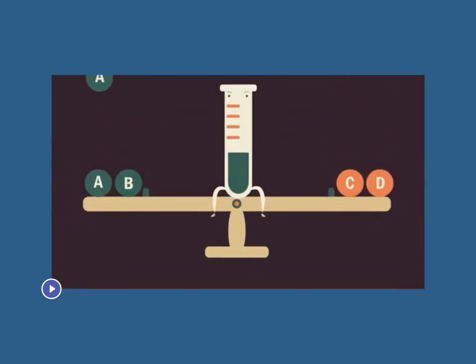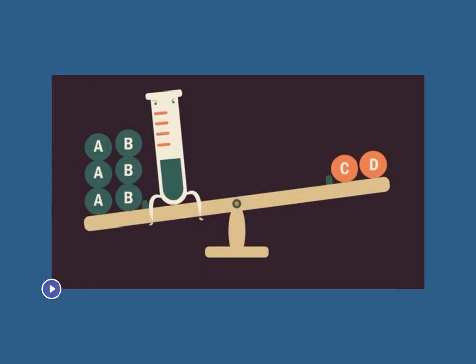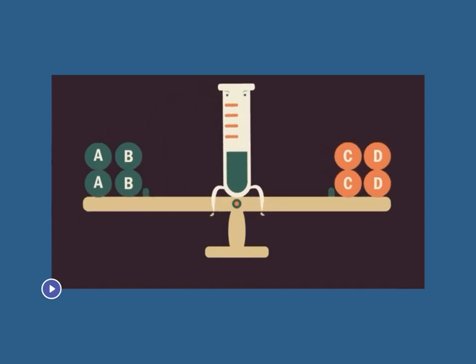If we added more A and B, the system becomes stressed and is no longer at equilibrium. To counteract the stress, the system forms more C and D in order to remove the excess A and B. The equilibrium, therefore, shifts to the right.